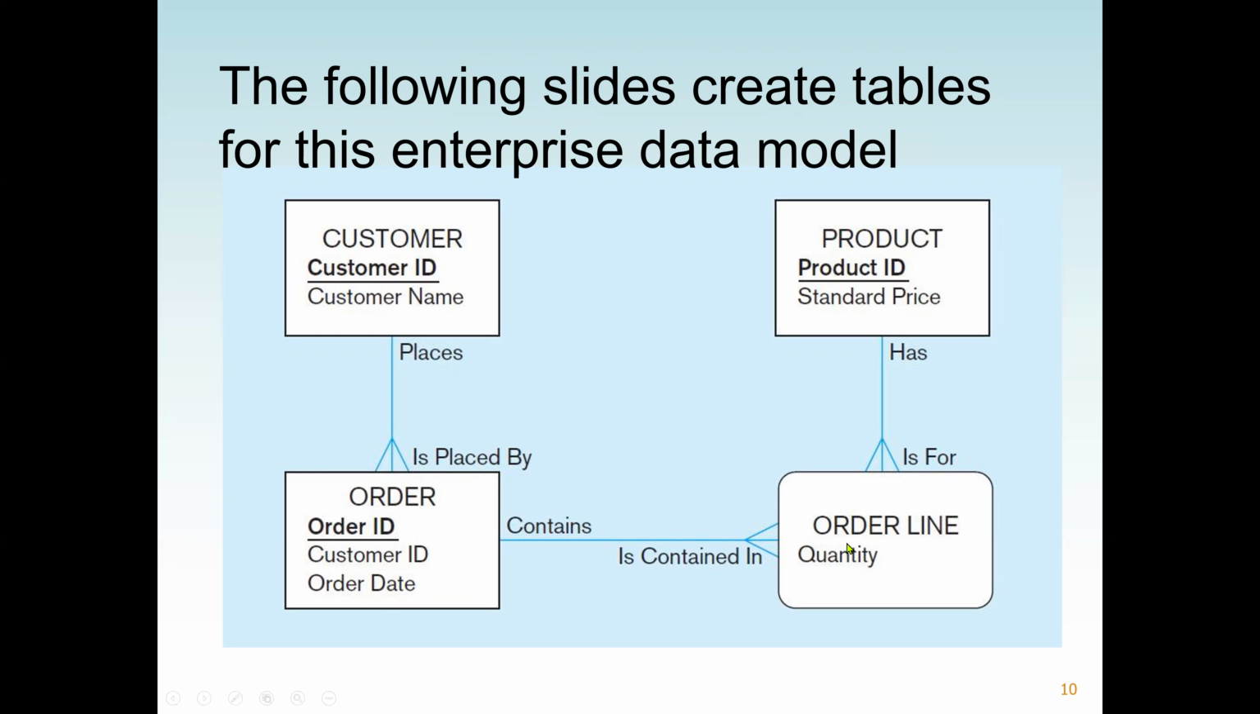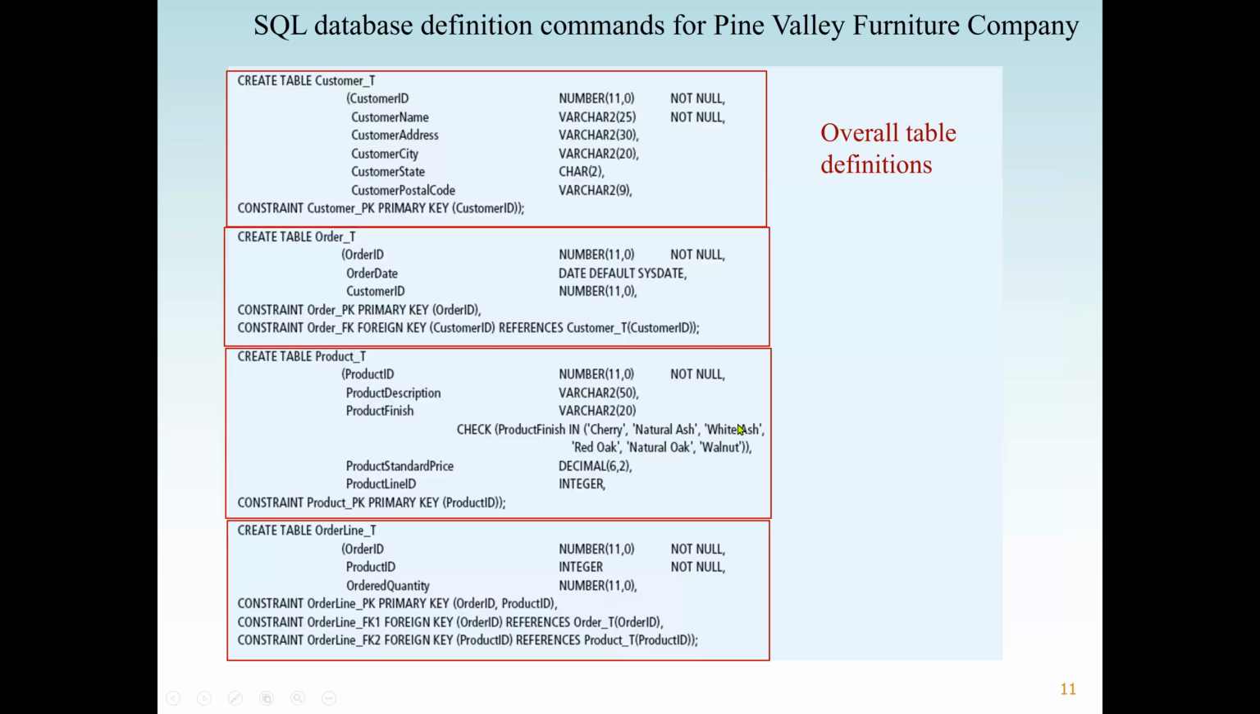Then we have another table named order line. It has a quantity attribute. The product table has a product ID and standard price. So let's see how we create these.